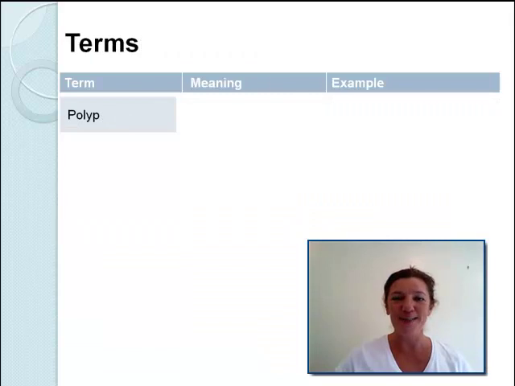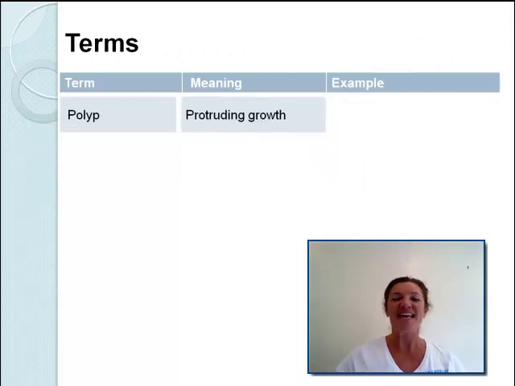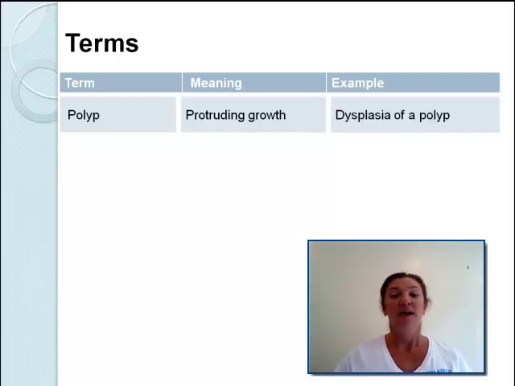Our first term on this slide, polyp. Polyp, you may remember, is a protruding growth. And we had polyps that occurred in the intestine. You can get nasal polyps, cervical polyps. A word example would be dysplasia of a polyp. This would mean when you have disordered formation or growth of a polyp.